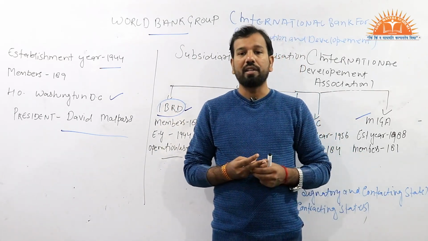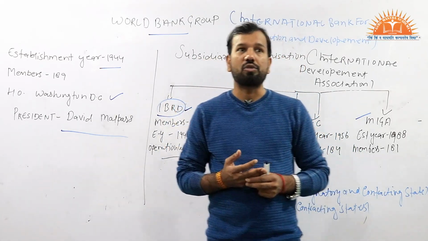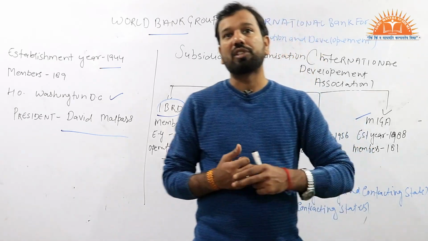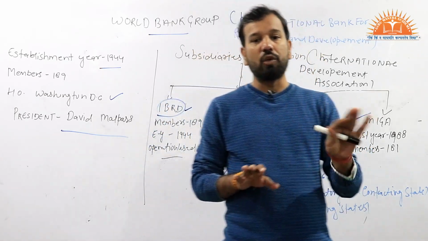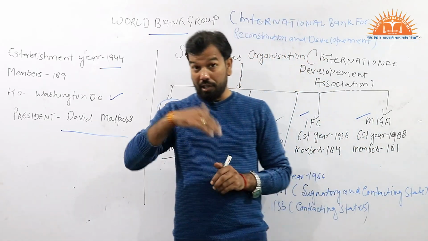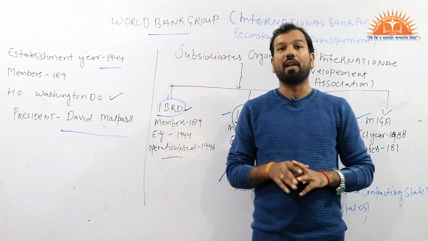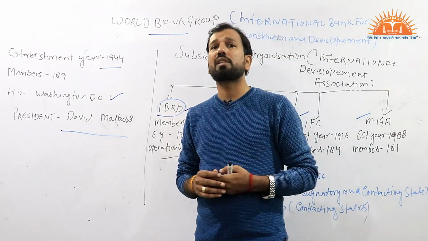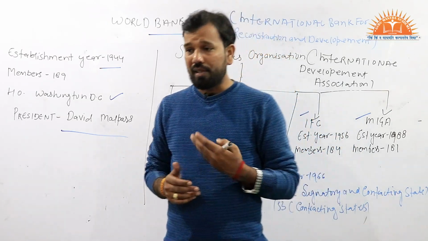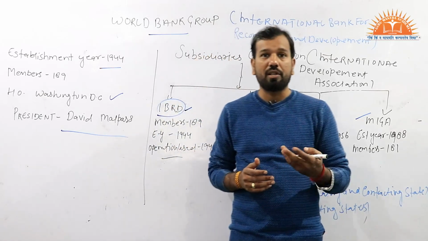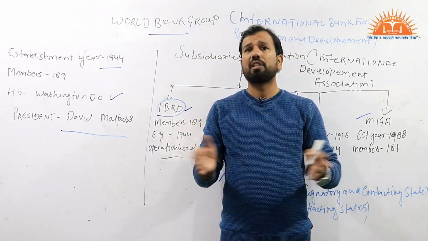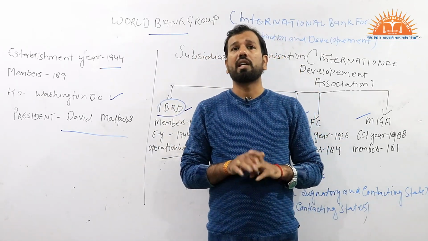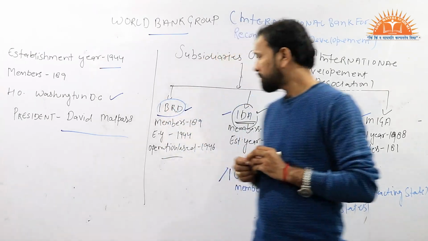That is the only reason IDA provides loans: to fulfill social securities. It means they are not providing loans for infrastructure or for some other financial programs. They are mainly providing loans for social security schemes, like basic housing, basic sanitation problems, or some social security schemes.